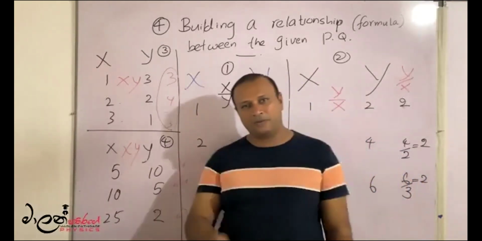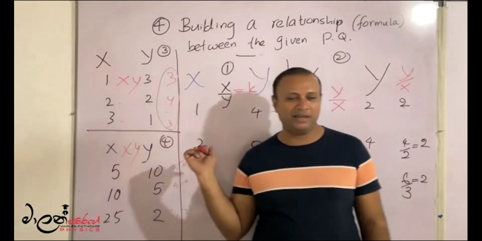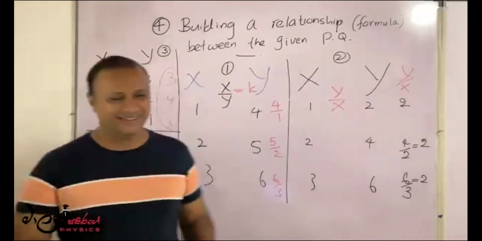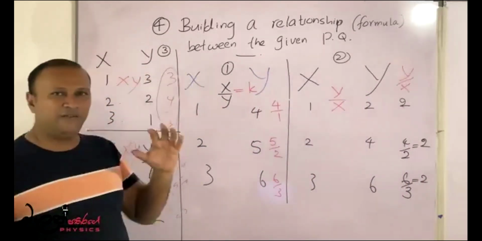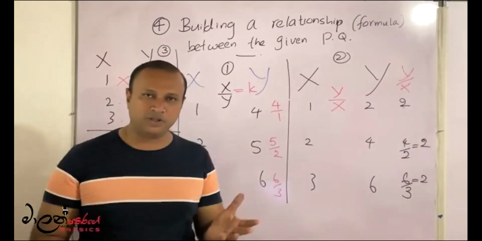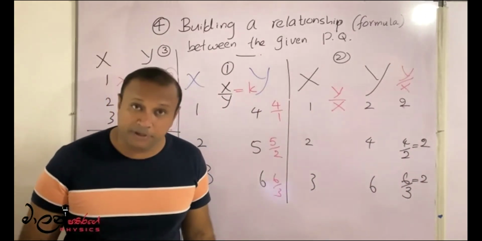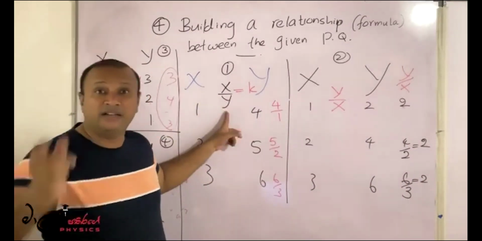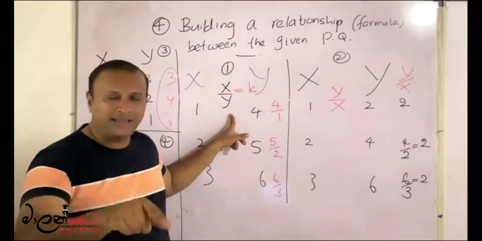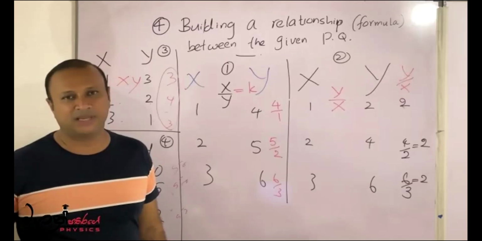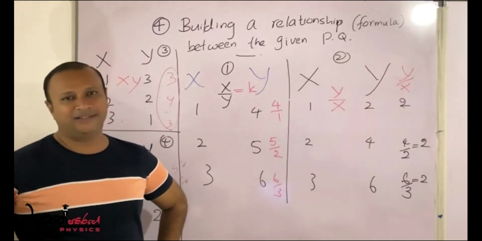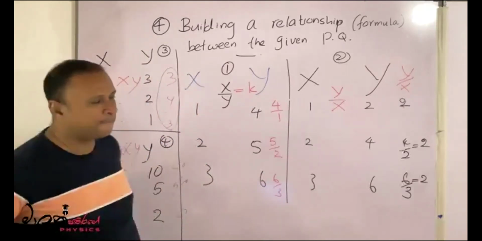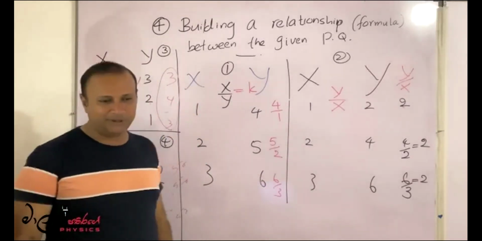You calculated using this. You don't know, do you? Okay. So if two physical quantities are indirectly proportional, that means the product should be a constant. If they are directly proportional, the ratio should be a constant. Did you get my point? Yes. And that is the definition.